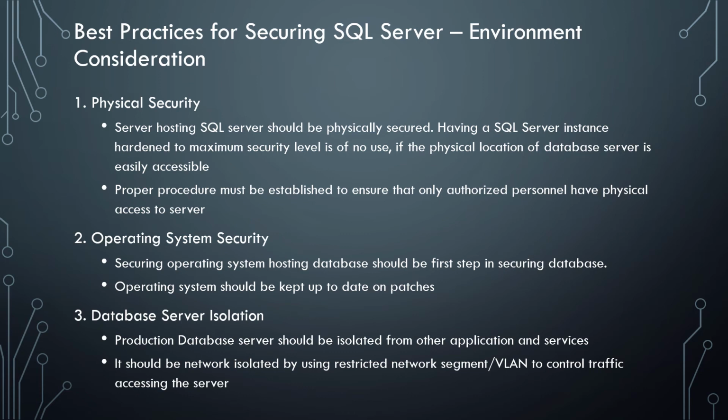Another important aspect of database server isolation is network isolation. It is recommended to put SQL Server in a restricted network segment or VLAN to control traffic accessing the server. In a production environment, only the application and web server will be accessing the database server on a specific port. So a fairly restrictive network policy allowing traffic from only the web server can be implemented to prevent unauthorized connection.